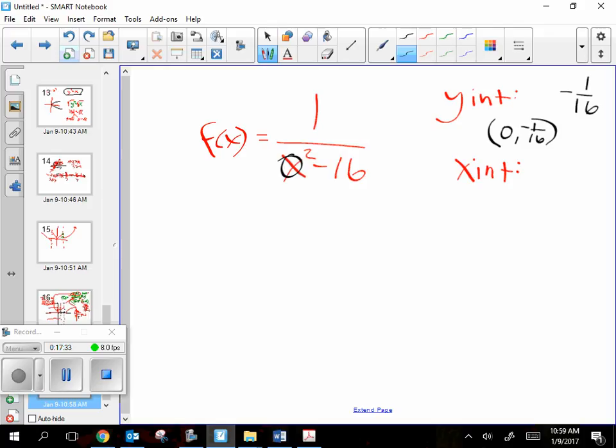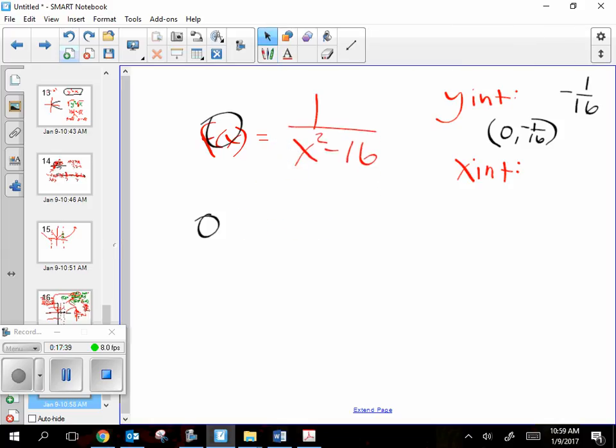And the x-intercept. The x-intercept is where y is 0. That's where this is 0. But this one's a trap. It's a trap.